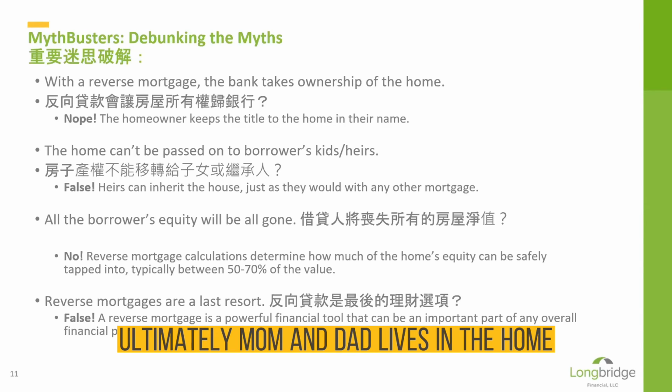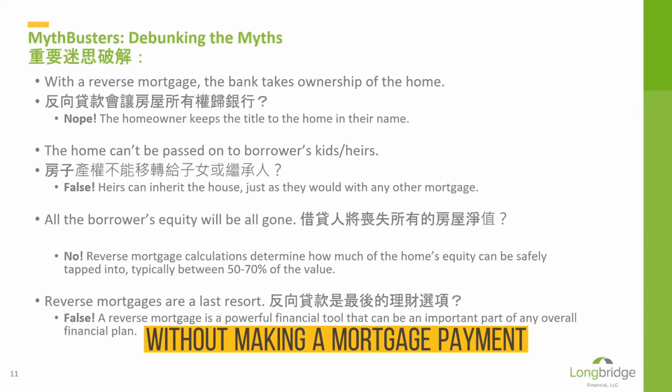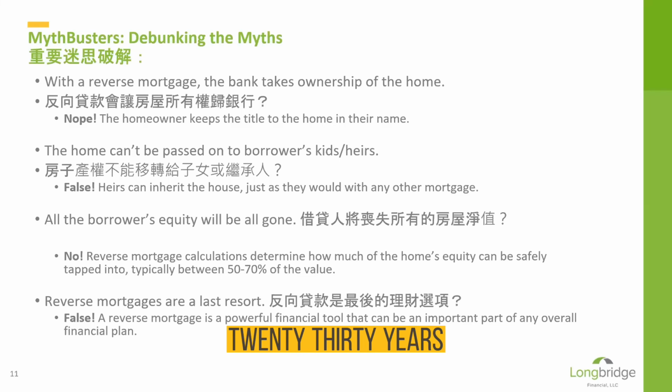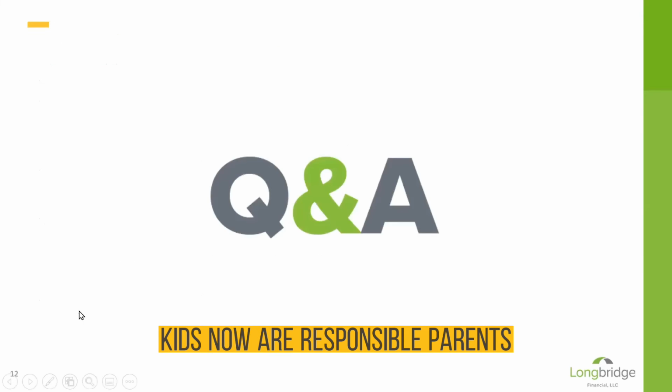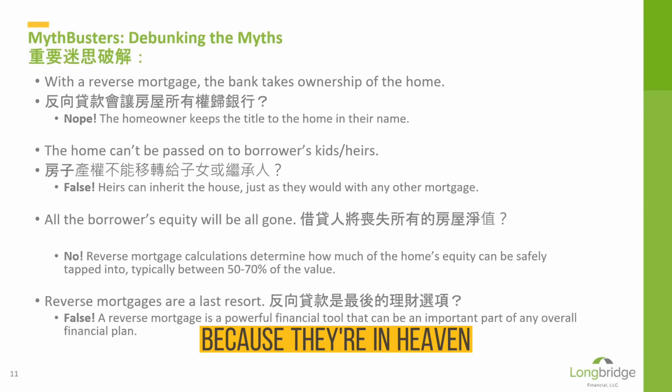Ultimately, mom and dad lived in the home without making a mortgage payment for 20, 30 years. God bless them. They're happy. God takes them home. Kids now are responsible. Parents don't worry about it because they're in heaven and they're fine. Kids keep the equity. They sell the home. They have 1 year to sell it. Will all the equity be gone?